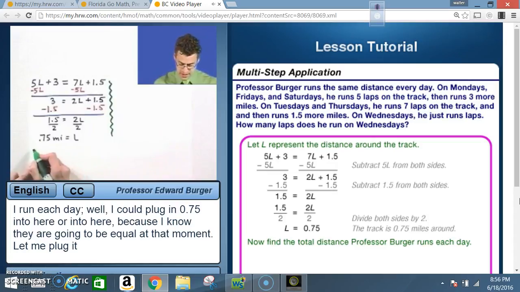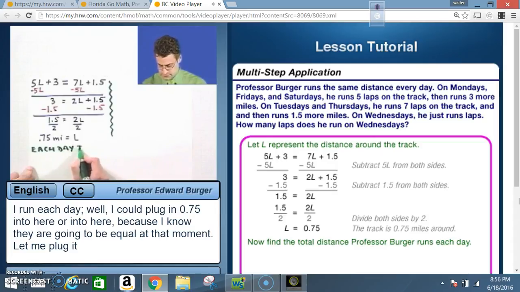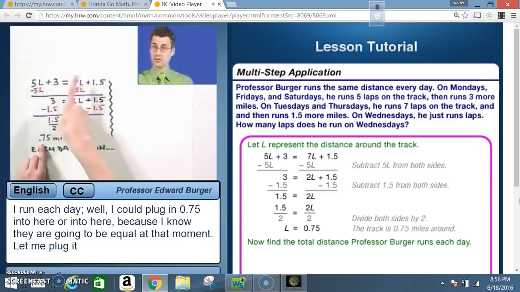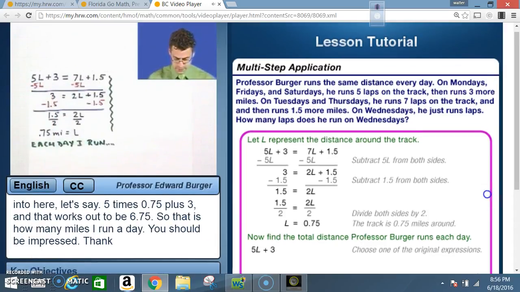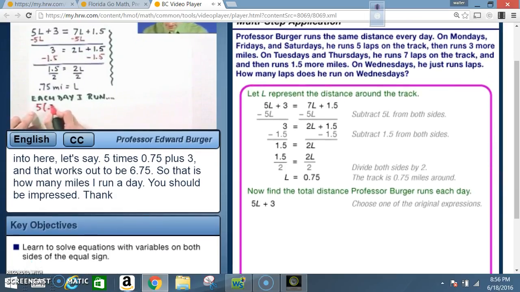So each day, I run... Well, I could plug 0.75 into here or to here because I know they're going to be equal at that moment. So let me plug it into here, let's say. 5 times 0.75 plus 3. And that works out to be 6.75. So that's how many miles I run a day. You should be impressed. Thank you.